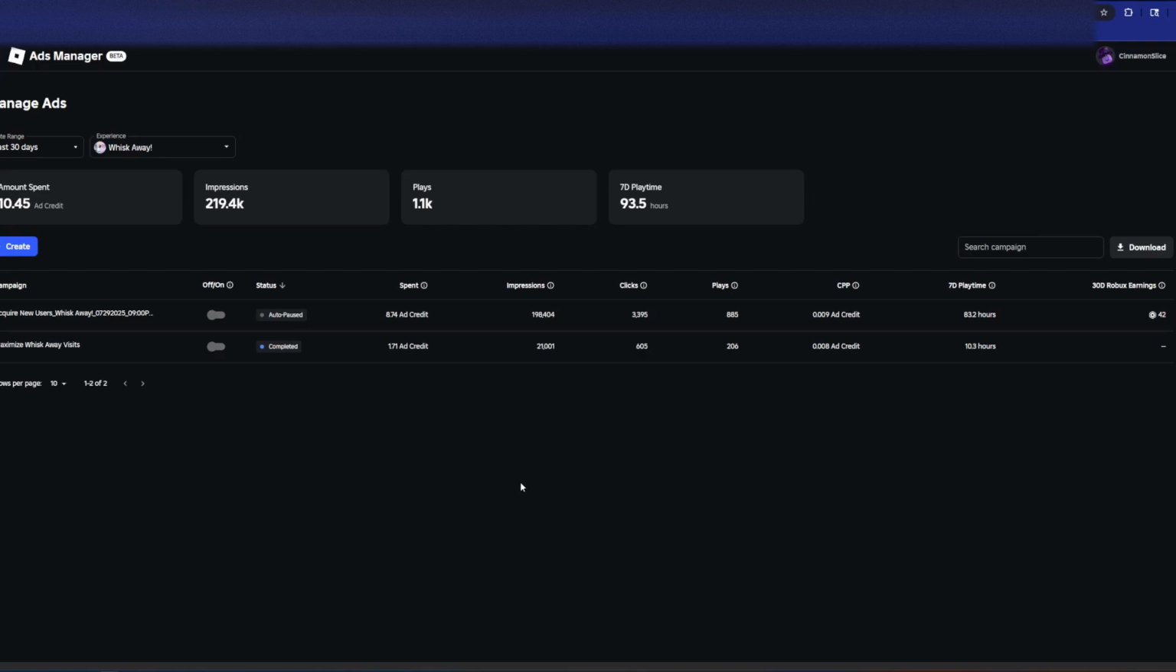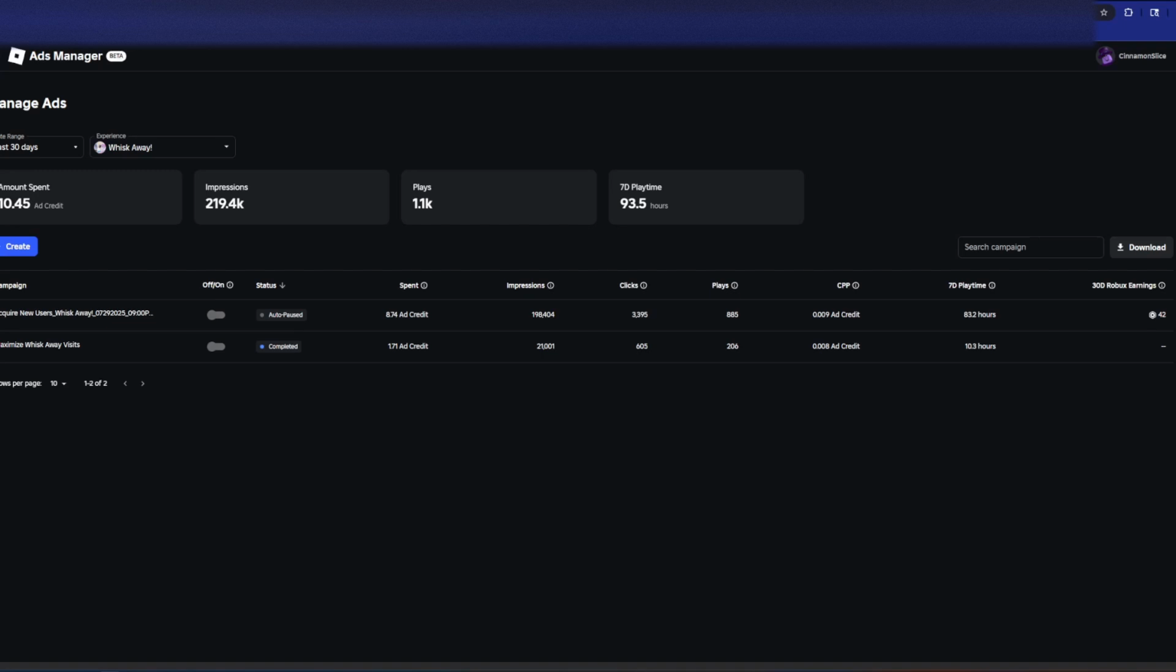Secondly, I have this campaign, which was acquiring new users. This was during the last, I believe, last couple days when I wanted to spend all of my ad credit. And if I'm being honest, the ad credit spent versus the amount of plays it got was not very good. As you can see from the statistics, only got 885 plays, and this is only 4 times as much as the first campaign, but it spent a lot more ad credit. So I honestly wouldn't recommend using the automatic Roblox ad manager.